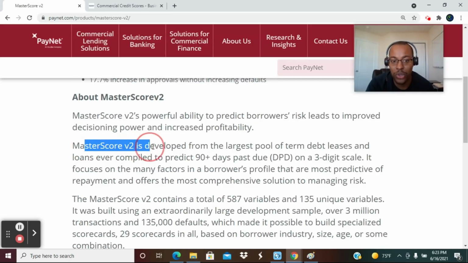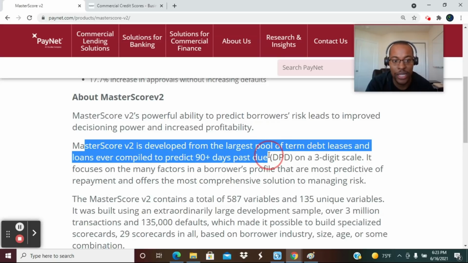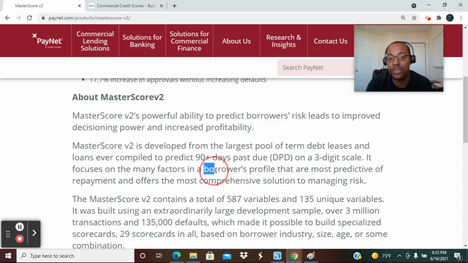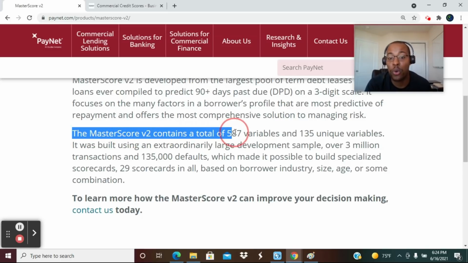Master Score version 2 is developed from the largest pool of term debt, leases, and loans ever compiled to predict 90 days plus past due on a 3-digit scale. So the scores range from 550 to 740. It focuses on many factors in a borrower's profile that are most predictive of repayment. The Master Score version 2 contains a total of 587 variables and 135 unique variables.